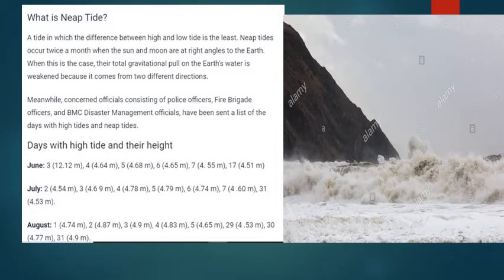At the right angle of the earth. See, in the previous lesson, I think in 7th standard, you learnt about this direction of the moon and the sun standing at the right angle, right? That we learnt. When this is the case, the total gravitational pull on the earth's water is weakened. See there, weakened, not Saturday, Sunday. Weekend, meaning it is less here.